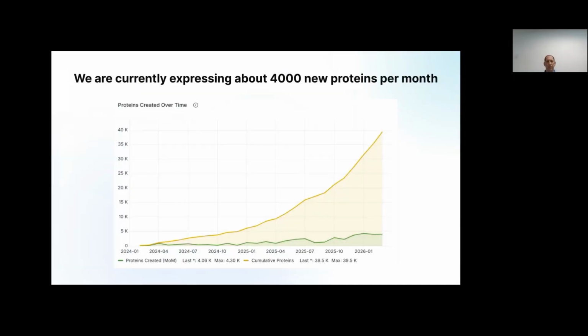And with this view on automation, we are working on a lot of different proteins. So we're currently expressing around 4,000 different designed proteins per month. And since we're usually doing several measurements per protein, that means we're creating tens of thousands of data points. And we're hoping to continue to increase this throughput. We expect that even by the end of the year, we'll be at around 10,000 newly designed proteins being tested and expressed every month.